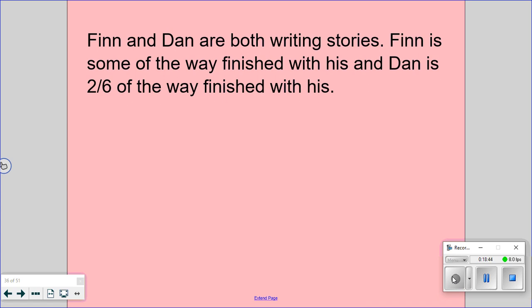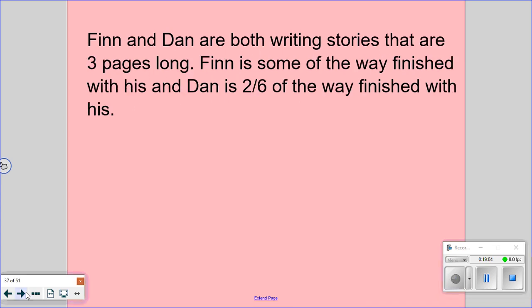Callie, what are you wondering? I'm wondering if they're writing the same book. I wonder if they're writing about the same stuff. Julie, what are you wondering? What the book is called? How many sentences are they writing? Maverick, what are you wondering? How many chapters there are? How many chapters? Let's get some more information.